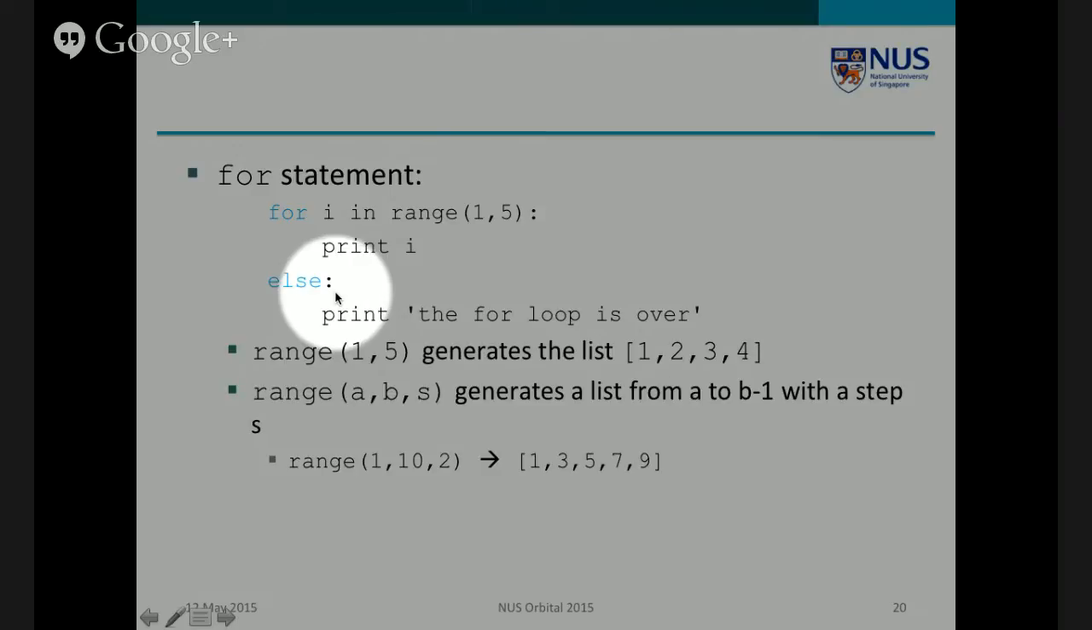Just like before, there is a colon each time we need to indent, because this is a code block. You're going to see it again and again. I've said that so many times already. What range is going to generate for you, this is a function call, is a list.